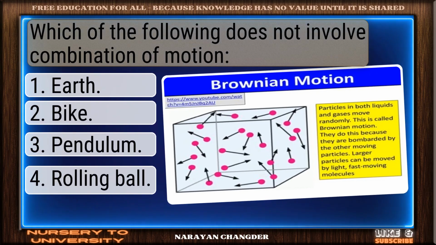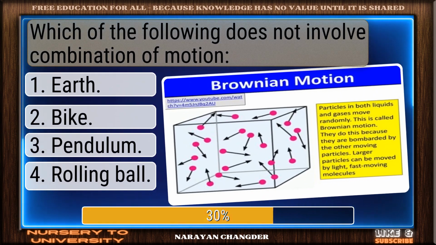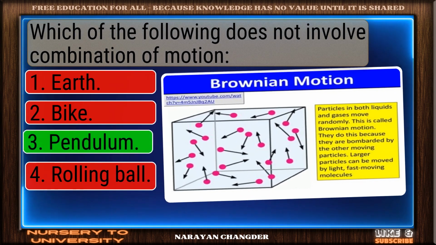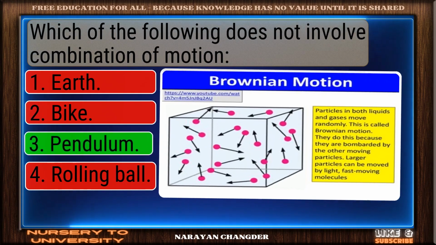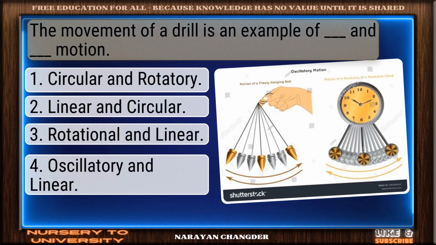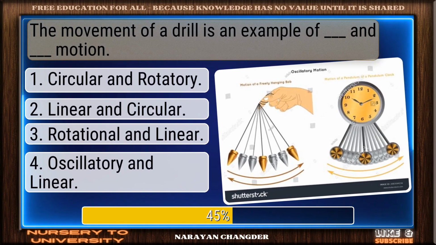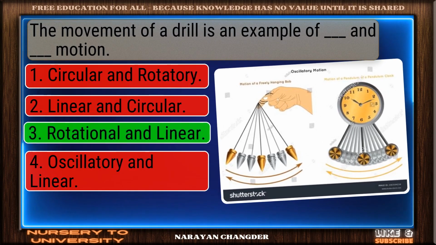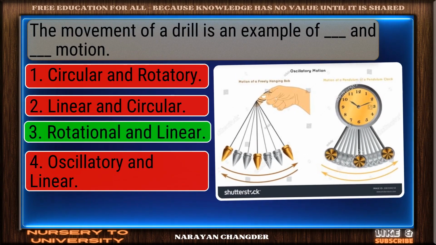Which of the following does not involve combination of motion? Right choice. Pendulum is the best answer. The movement of a drill is an example of dash and a dash motion. You're right. Rotational and linear is the correct answer.